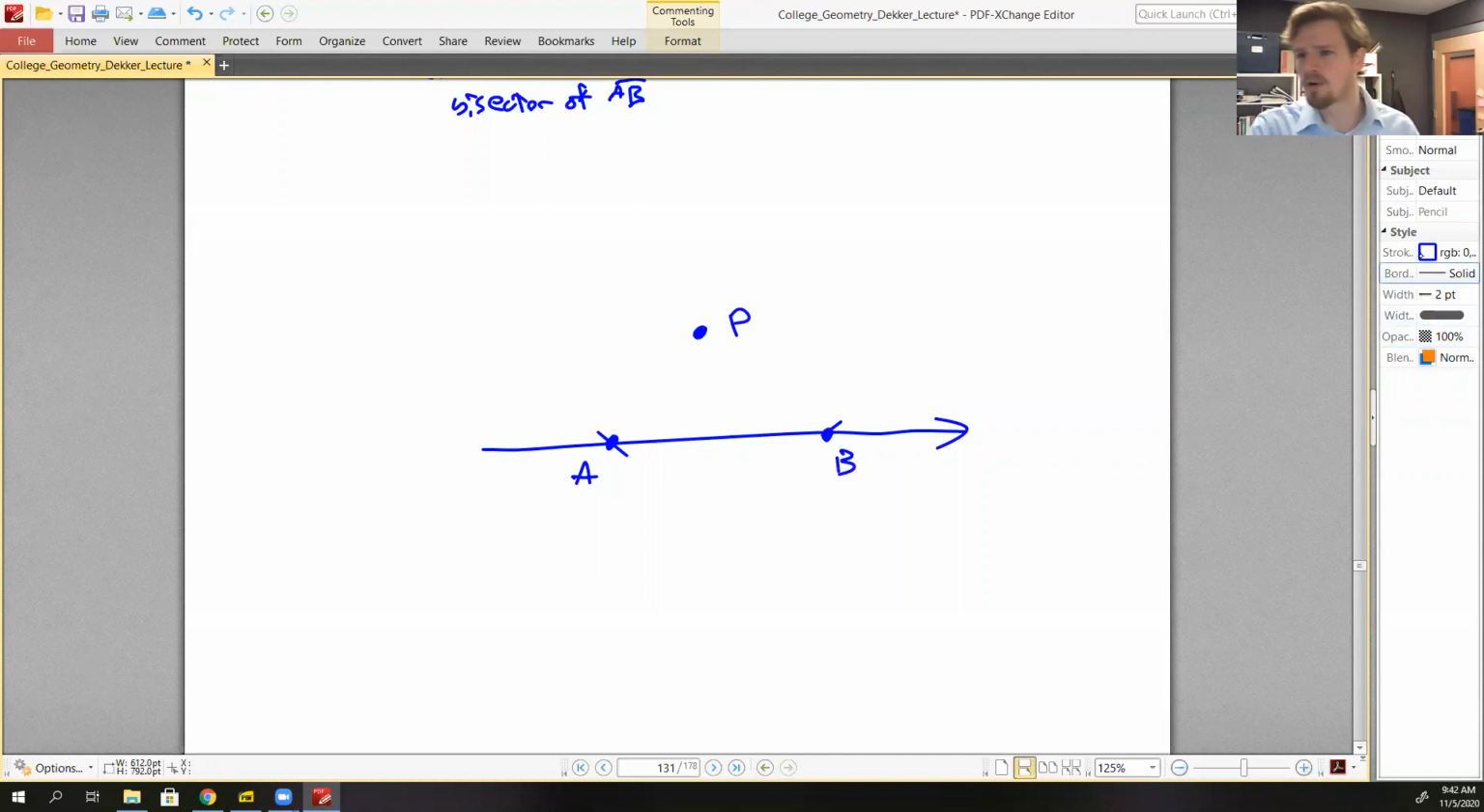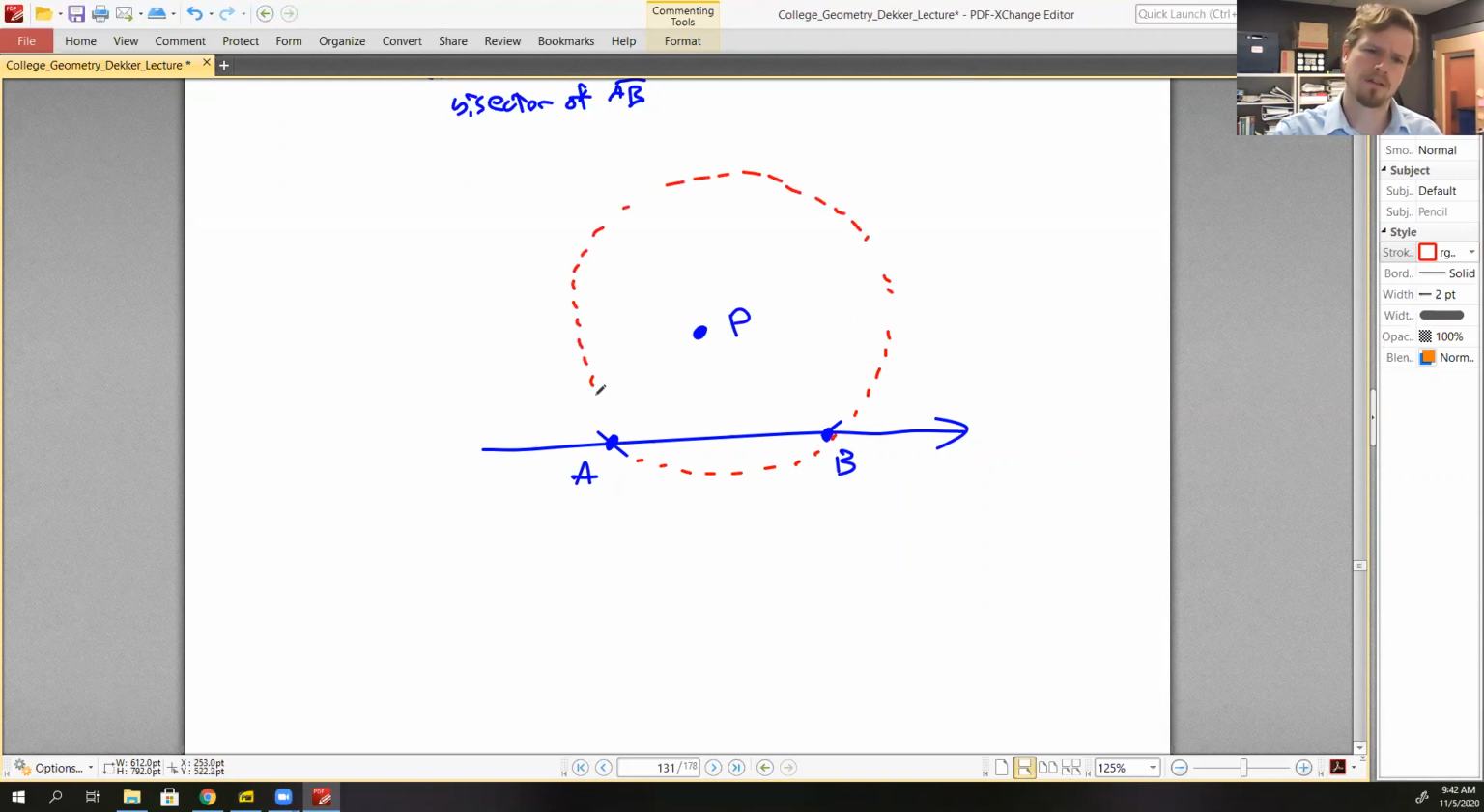So again, overall, we're drawing a large circle with center P that intersects at A and B. So once we've done that, we just mark the points that are necessary to identify the intersection points.